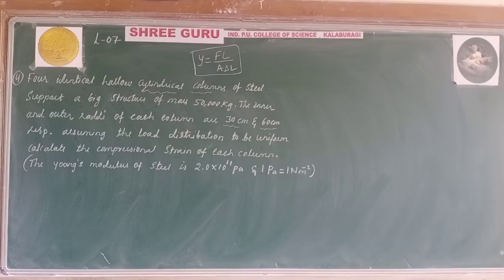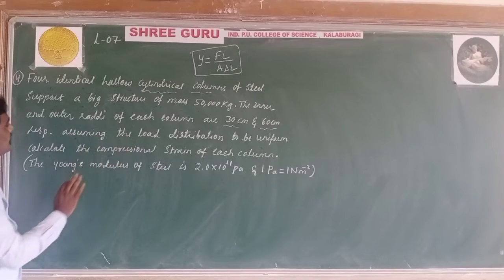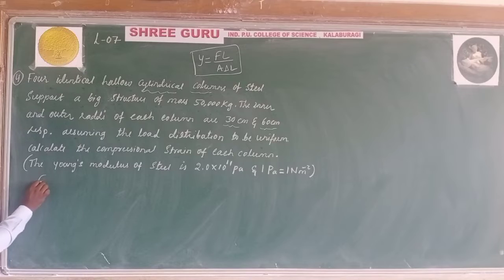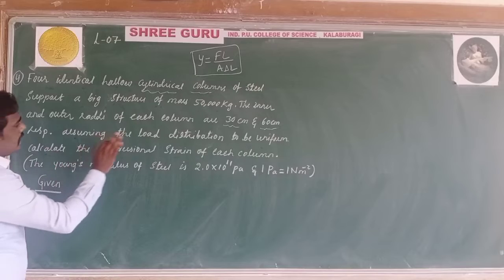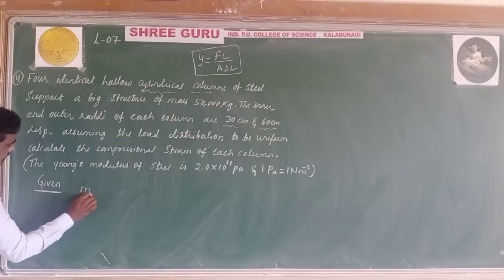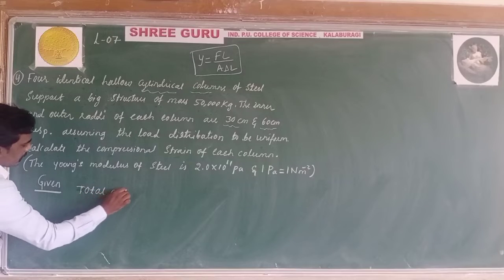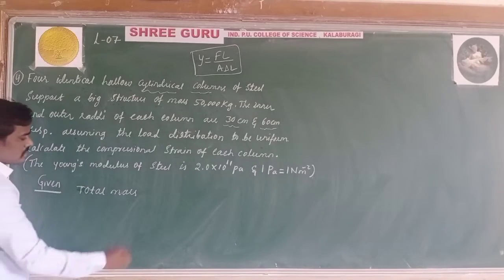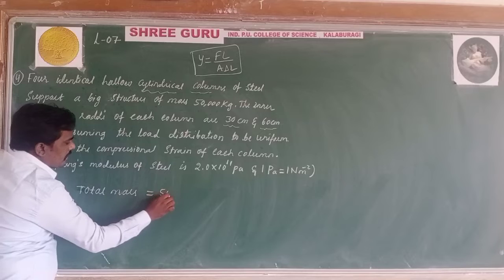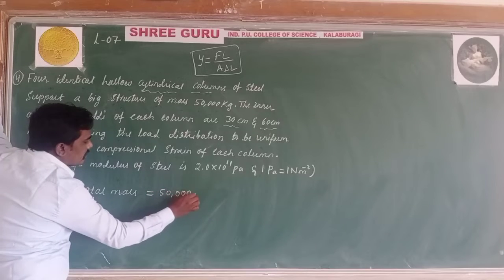Listen here, before explaining the compressional strain, what are the things they mentioned? Write clearly. Given: you should always write the given values very clearly. Four identical hollow cylindrical columns made of steel, and a big structure of mass, we can also say the total mass supported by the four identical hollow cylindrical columns, that is 50,000 kg.